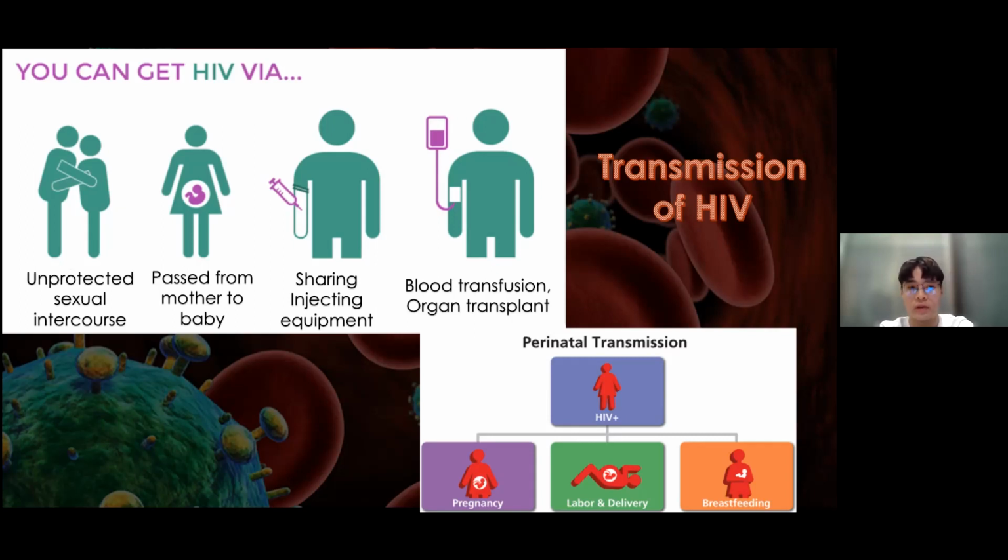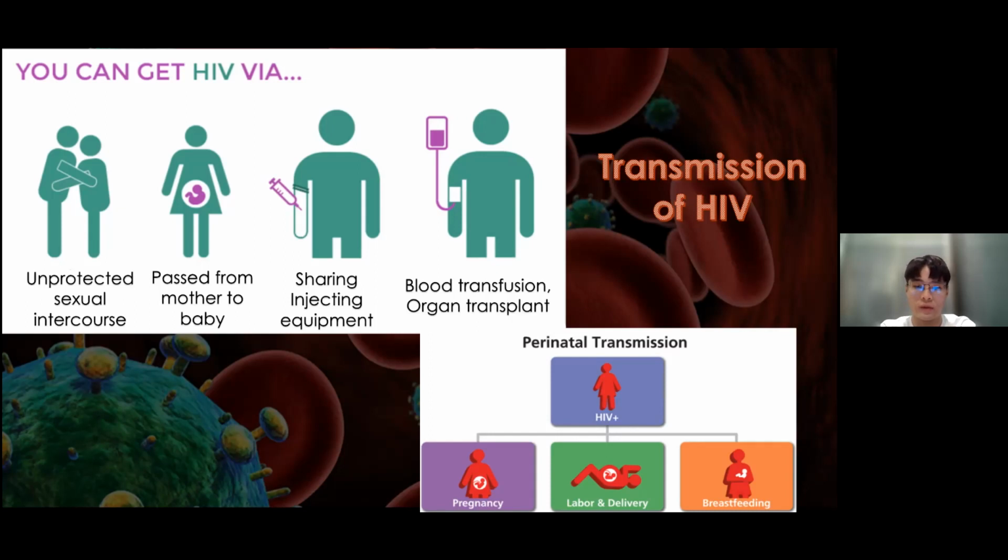Besides, HIV can also be transmitted from a mother to a baby. Perinatal transmission is another term for transmission of HIV from mother to baby. There are 3 ways that an infected mother can pass the HIV virus to a baby. First is during pregnancy, the virus will be transmitted from a mother to a fetus across the placenta. The second method is during childbirth, when the exchange of blood may cause the virus to be transmitted from a mother to the infant.